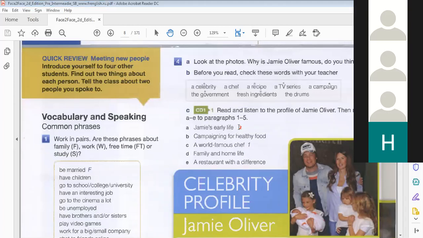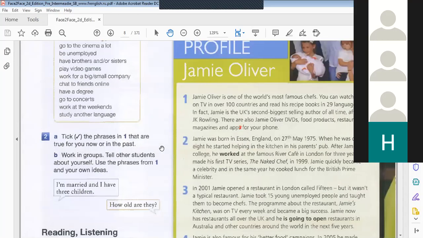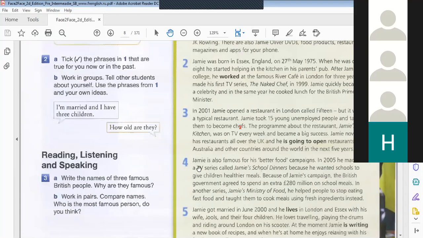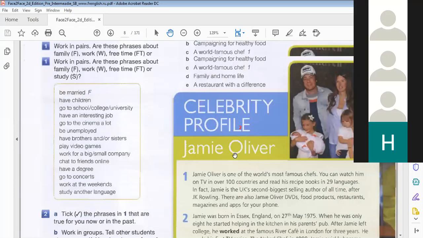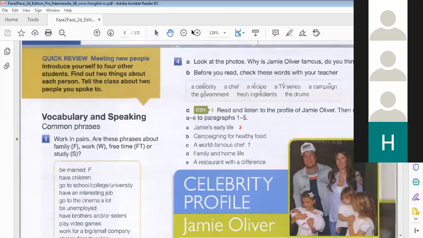All right. Now, what about the second heading? Campaigning for healthy food. Which paragraph is this? I think it's 4, right? Yes, 4. Correct. Okay, so number 4, this is campaigning for healthy food. He wanted healthier food for the children. Okay, now let's check.